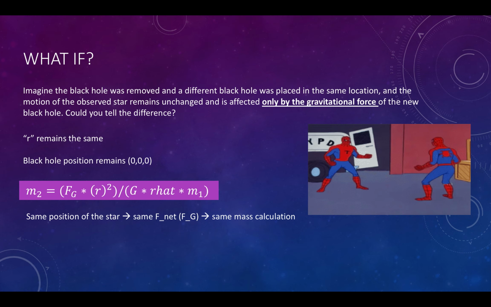So what if the black hole was removed and a different black hole was placed in the same location, and the motion of the observed star remains unchanged and is affected only by the gravitational force of the new black hole? Could you tell the difference? The answer is no. If r remains the same and the star's trajectory and motion remain the same, the net Fg causing that motion is the same, and therefore will calculate the same mass of the black hole.